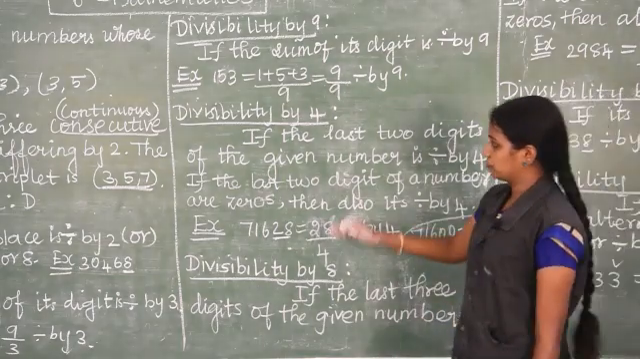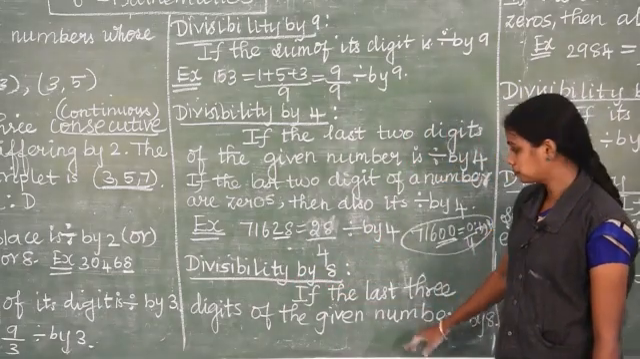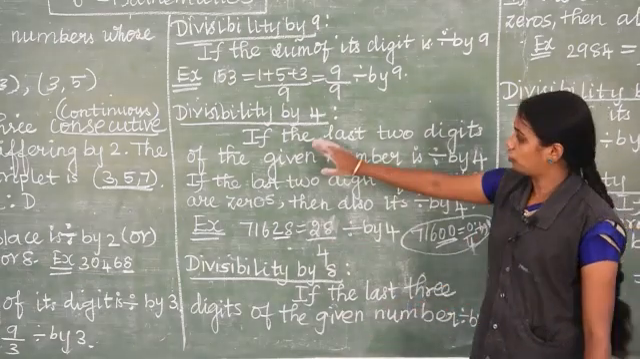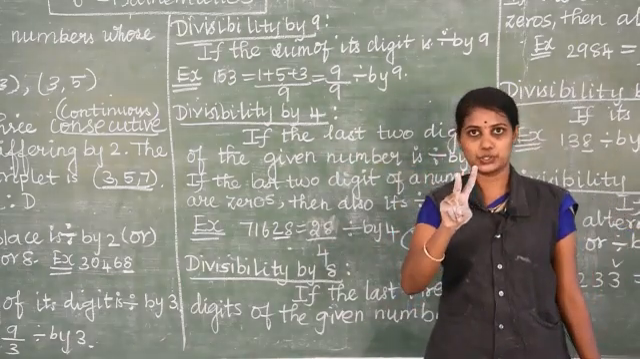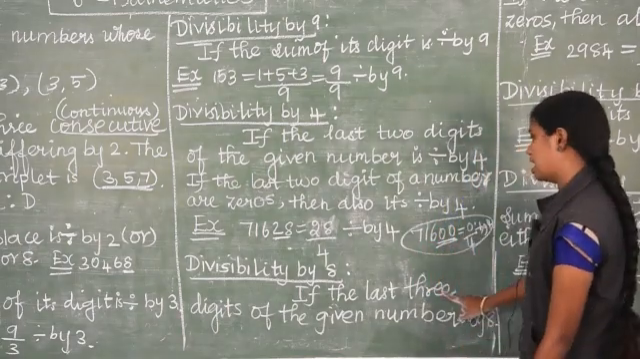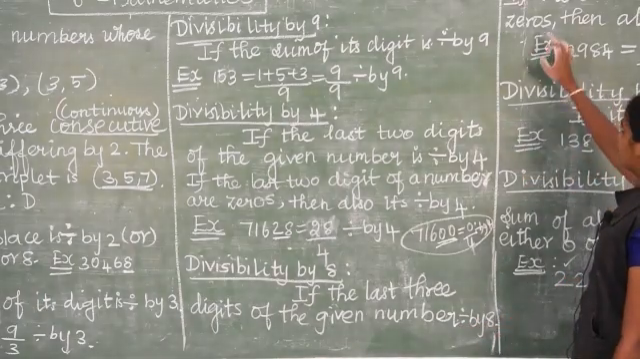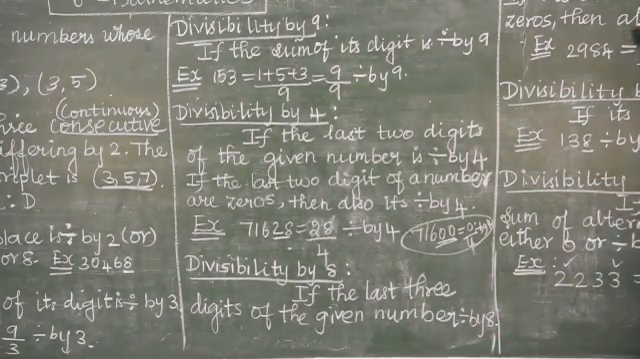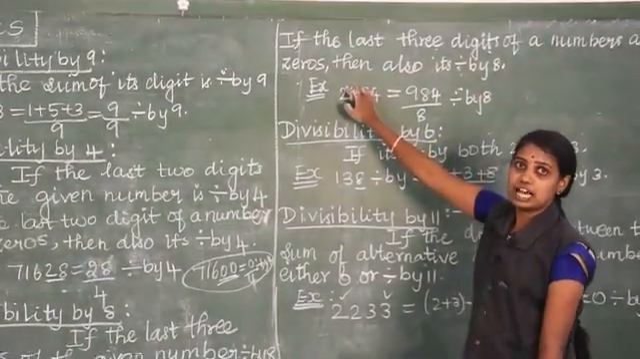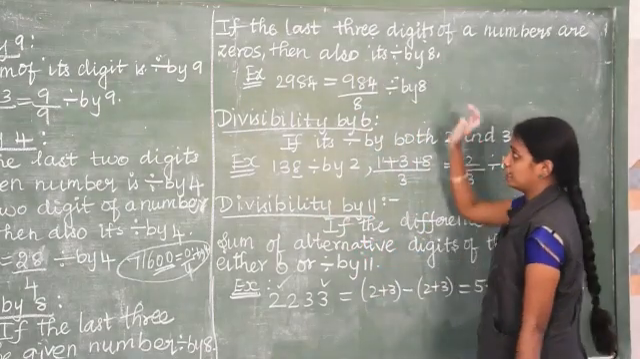Next, divisibility by 8. By 8 also the same method. For 4 you have to see the last 2 digits. For 8 you have to see the last 3 digits. If the last 3 digits of the given number are divisible by 8, the number is divisible by 8. Likewise, if the last 3 digits of your number are zeros, then also it's divisible by 8.